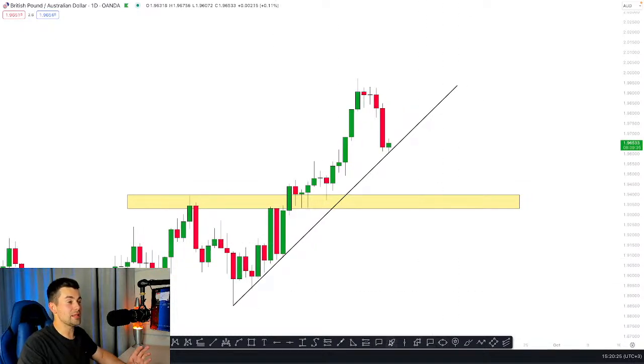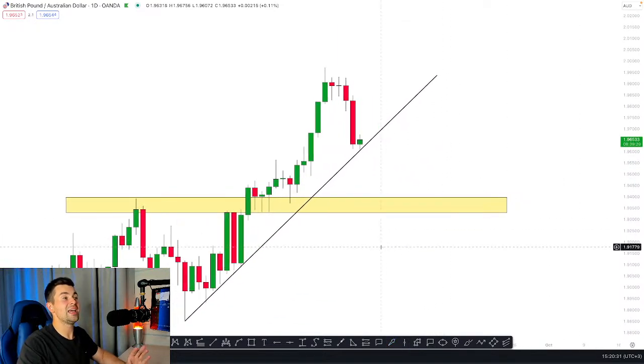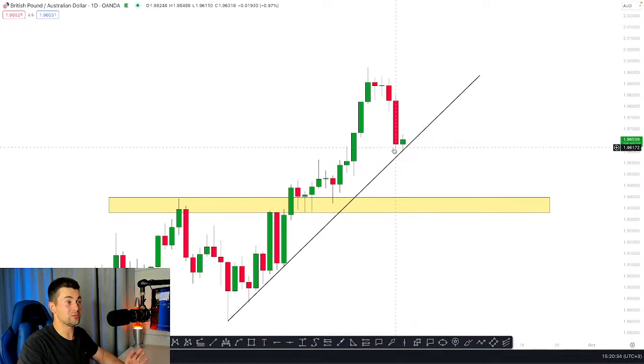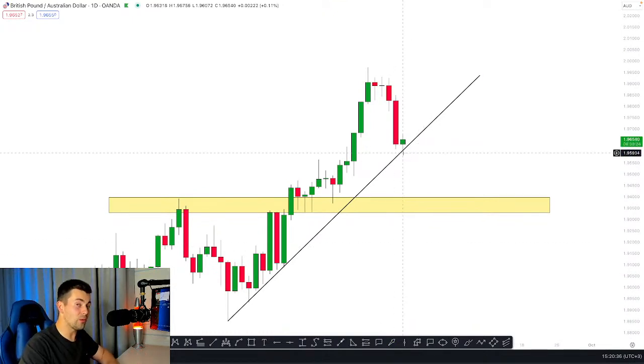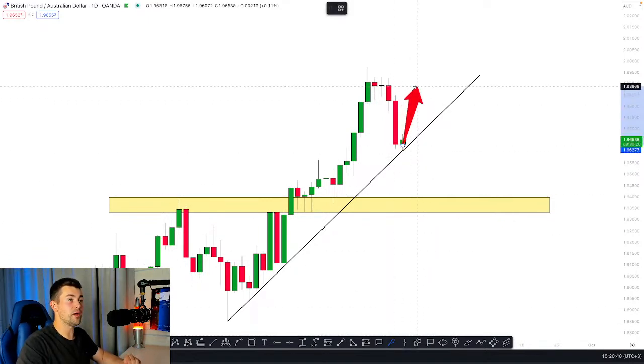And you can see that at the moment, the market is approaching that trend line. At the moment, we have the test of that trend line. So from that trend line, bullish movement may initiate. From that trend line, we might see the trend following movement.